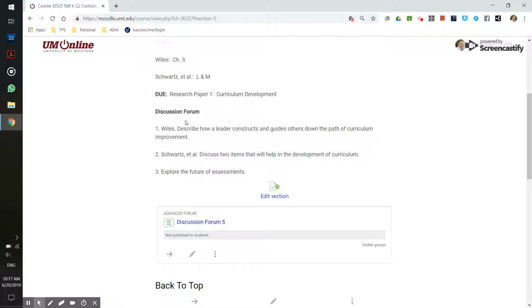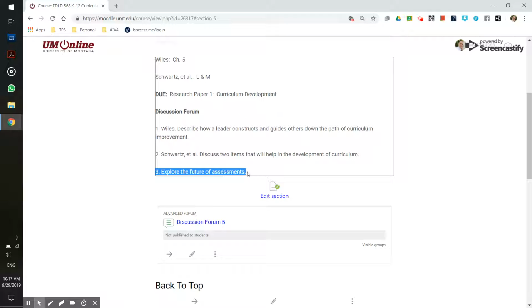And then we have a few different questions, one from Wiles, one from Schwartz, and then explore the future of assessments. That's kind of a big topic nowadays with SBAC and the Common Core kind of on the chopping block in some of the states.